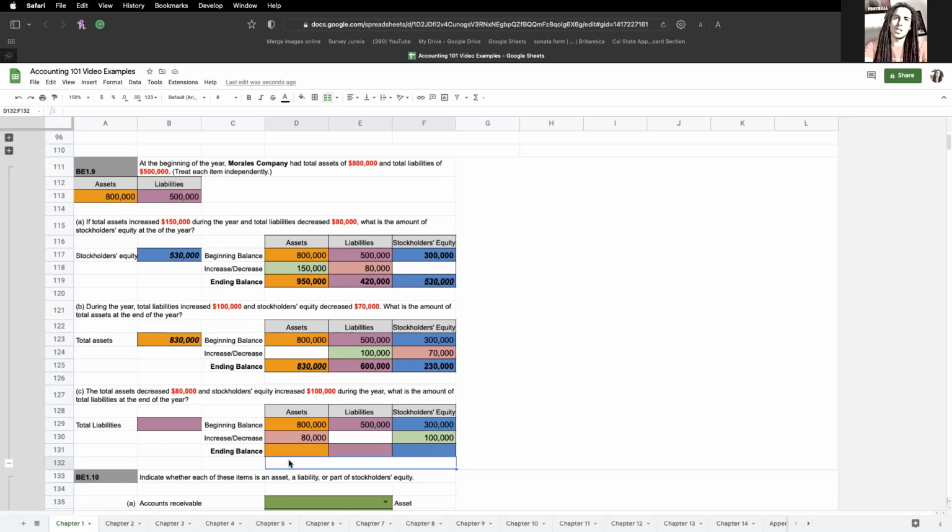But let's say, for example, in C, that assets decreased 80,000 and stockholders' equity increased 100,000. What's the total liabilities at the end of the year? All right, so if assets are dropping by 80,000, it's going to decrease from 800,000 to 720,000. As for equity, if it's going up 100,000, it should go from 300K to 400K. That means the total assets minus the total stockholders' equity, that equals the total liabilities of $320,000.